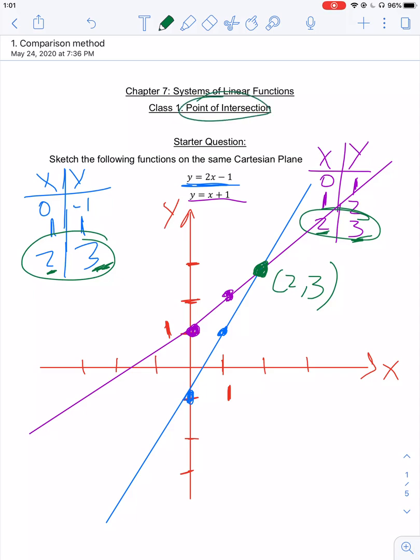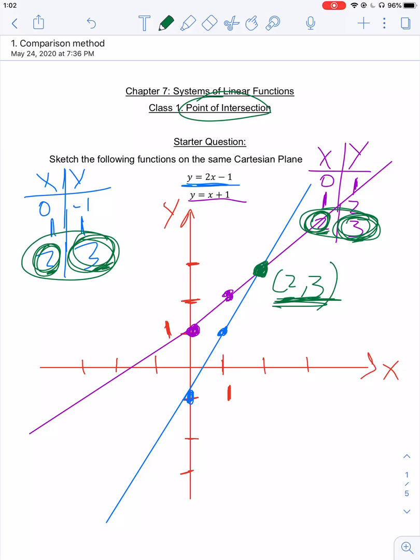Which is basically the focus of today's class. Why is it the point of intersection? The point of intersection means it's a special point where both functions, the function in blue and the function in purple, have the same x value. You see the x value of this function is 2, the x value of this function is 2. So it's a special point where both functions have the same x and y coordinate. So x is 2, y is 3, y is 3 in both cases. This is a special point where both functions have the same x and y value.